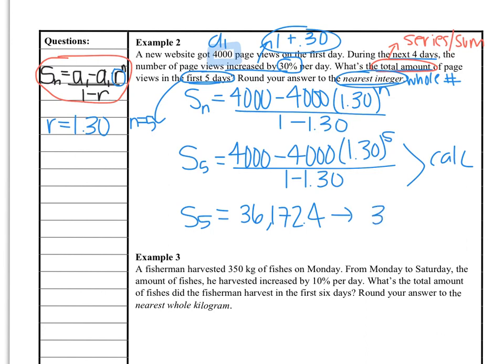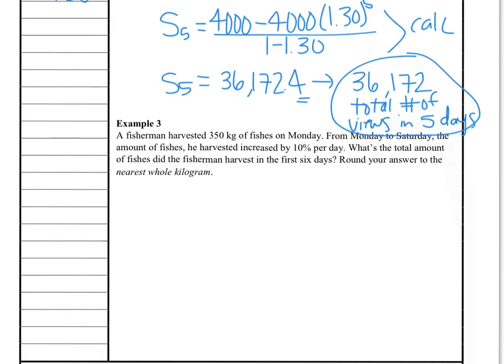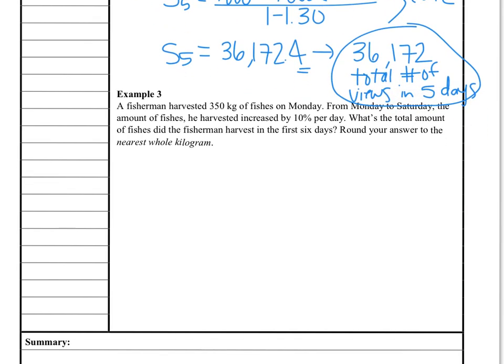So 36,170, this 4 means we keep it a 2, and this is the total number of views in the 5 days, not on the 5th day. Okay, so it's how many total views counted up from day 1, day 2, day 3, day 4, day 5.